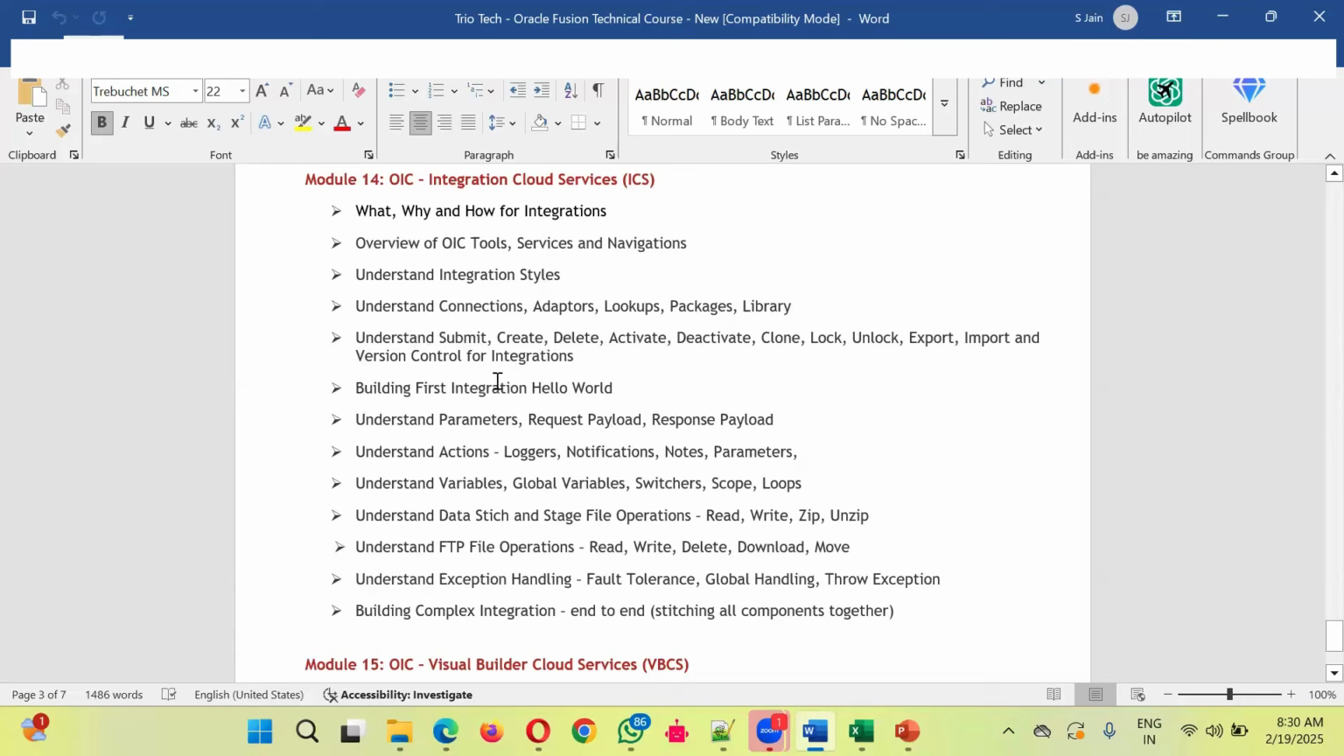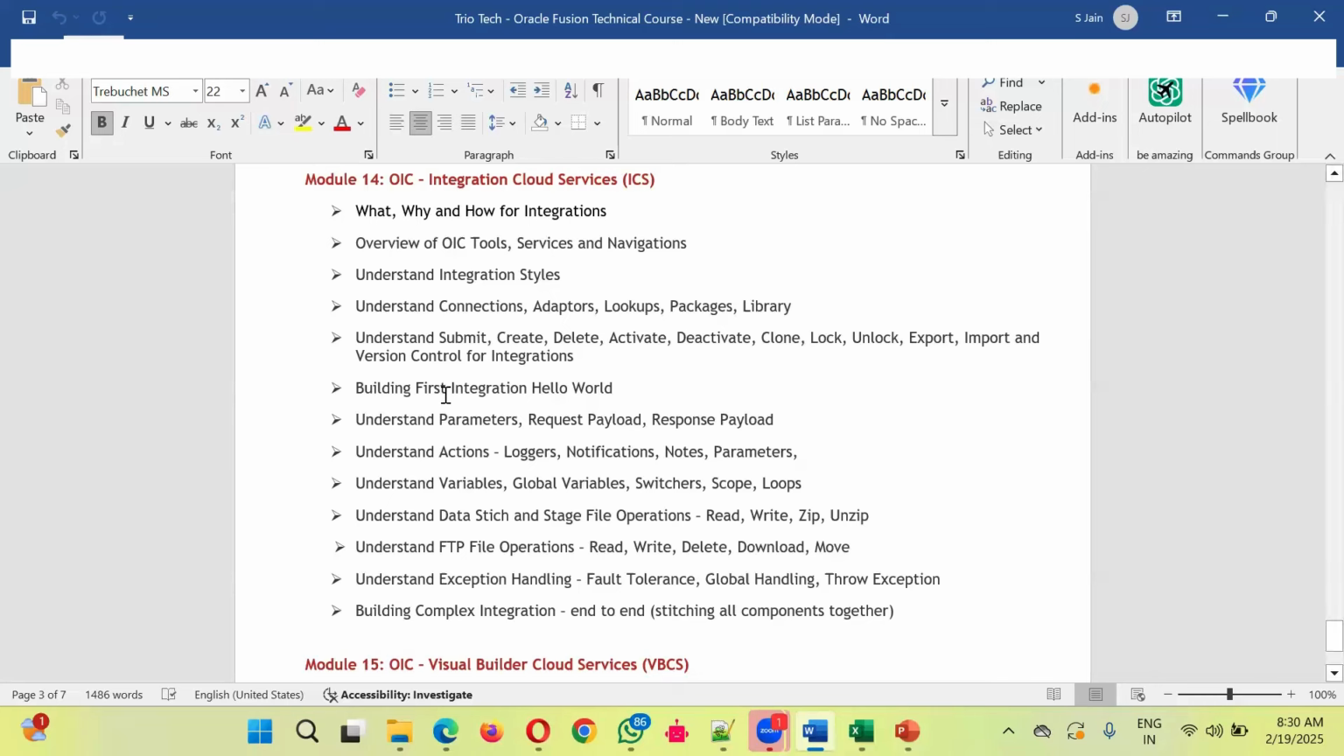Then, just as when learning any programming language you start with a hello world, an addition program, an area program, we will build very basic OIC integrations keeping that programming concept in mind, so that you become familiar with different activities like variables, loggers, nodes, and mappers. All these aspects we will be learning about.